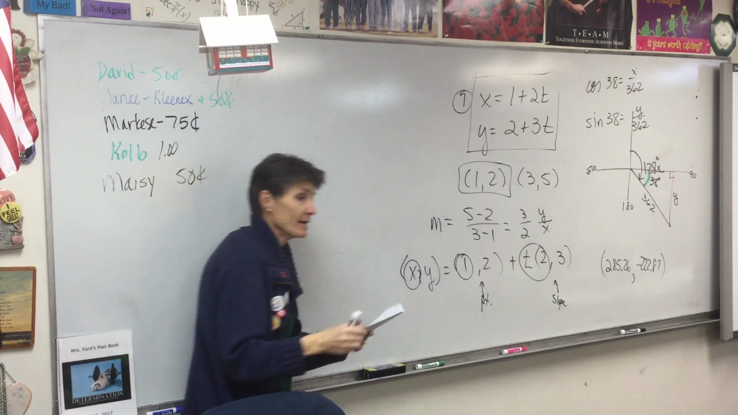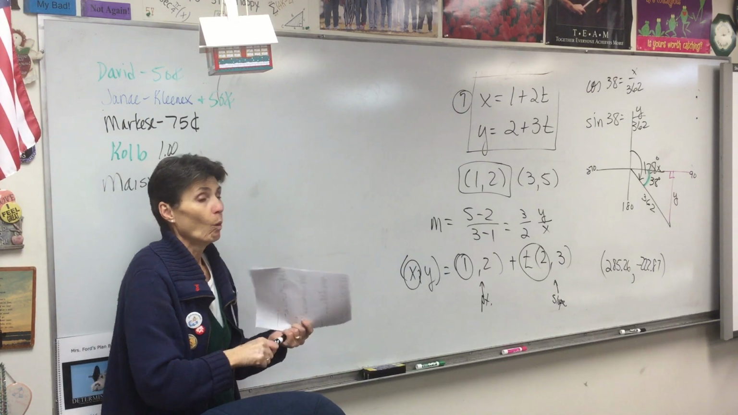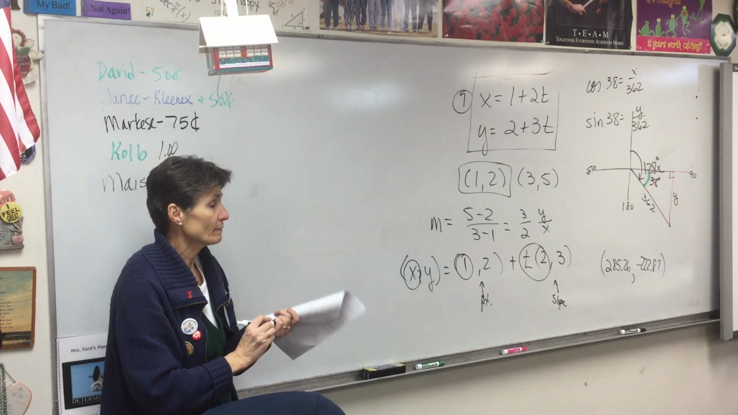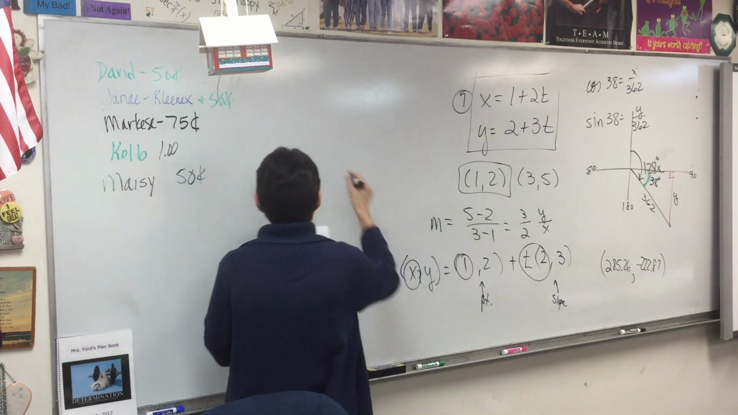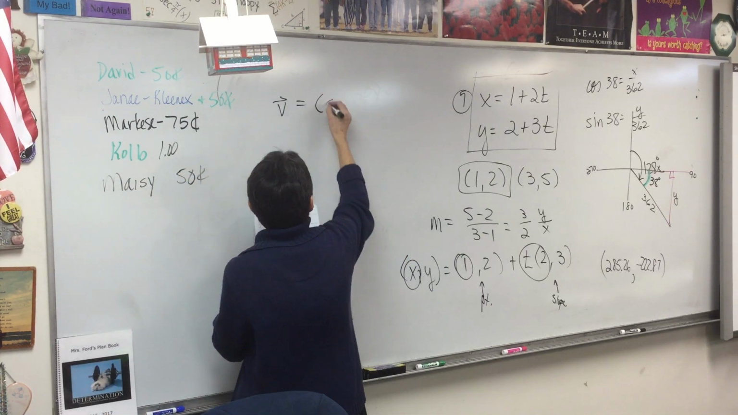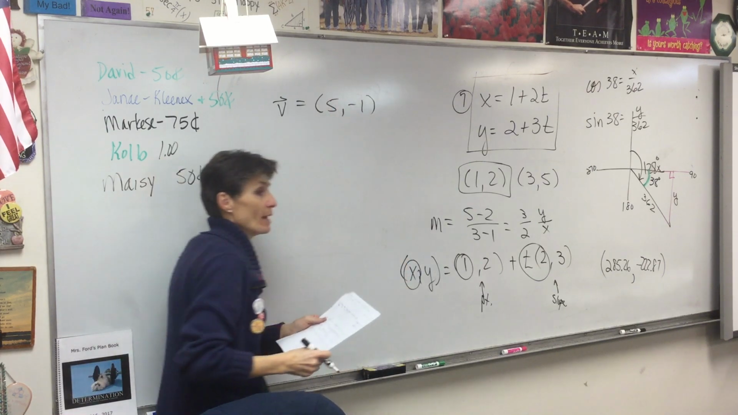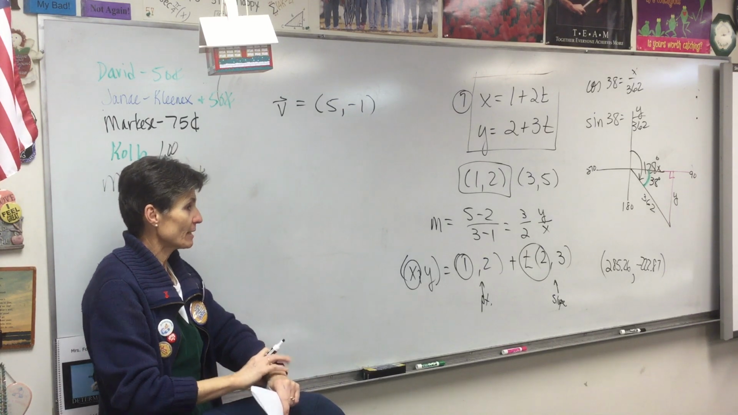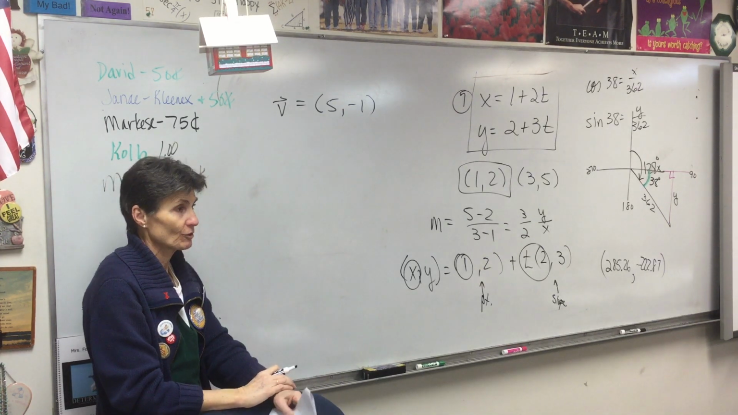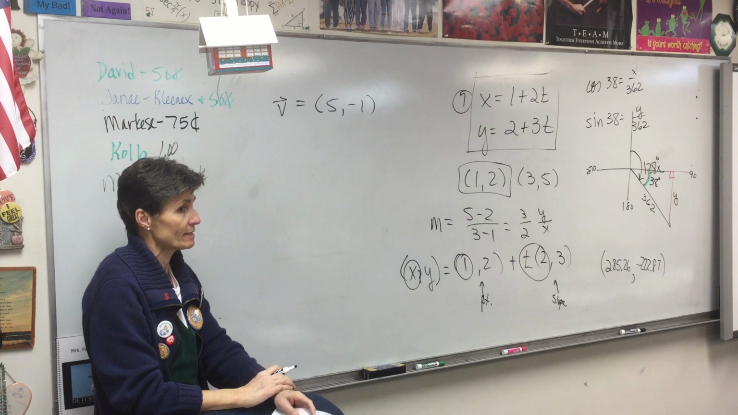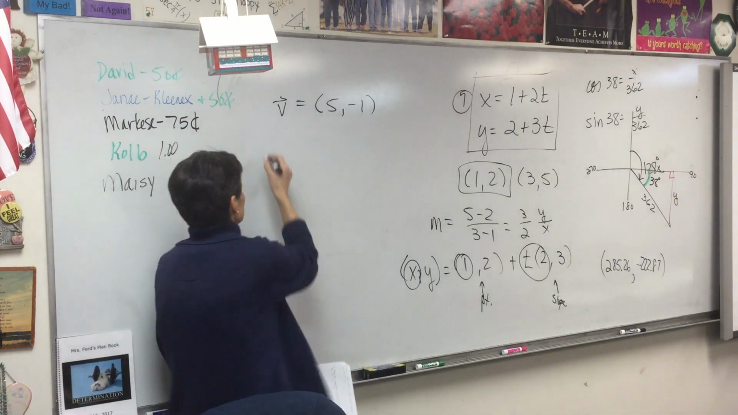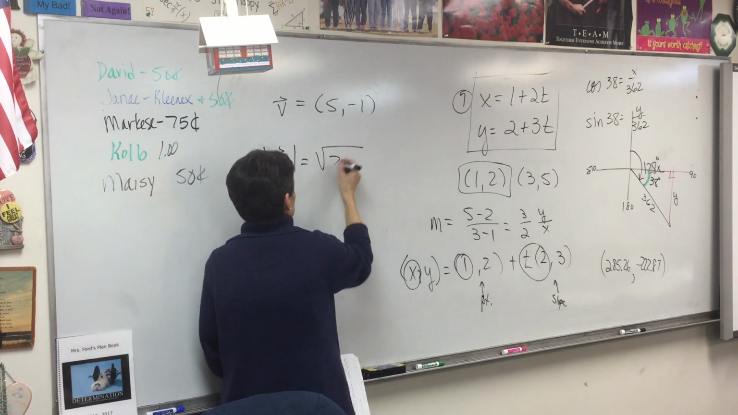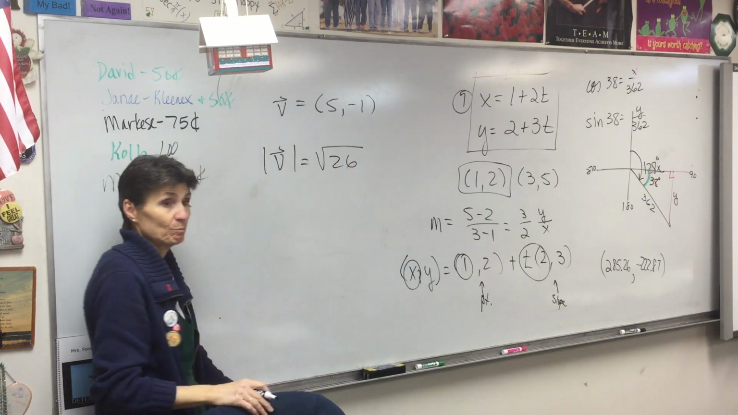All right, number 9 was a quiz question. You have to know how to make a vector into a unit vector. So who remembers how to do this? How do we make a vector into a unit vector? It's real easy. Find the magnitude. So what would our magnitude be? The square root of 25 plus 1, which is root 26.